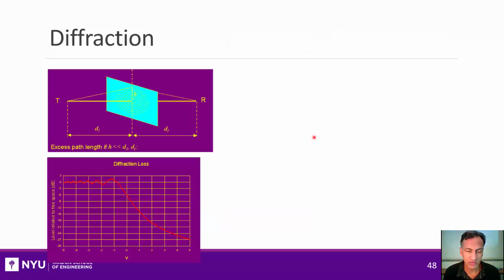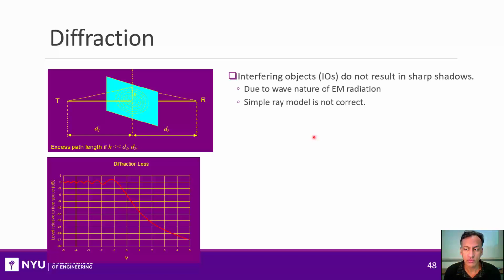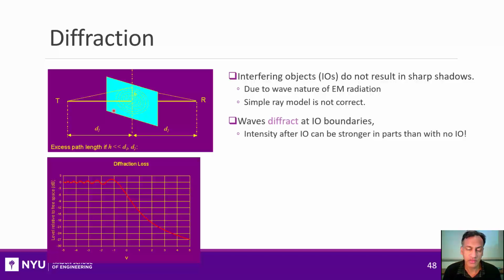Another mechanism that I want to at least briefly mention is diffraction. Diffraction concerns what are called interfering objects. For example, this plane here, but many environments would have interfering objects, for example walls and buildings and so on. Because of the wave nature of radiation, the propagation around these objects is not sharp. Instead, there will typically be some component of the signal that you will get even when you're in non-line of sight with the original path.